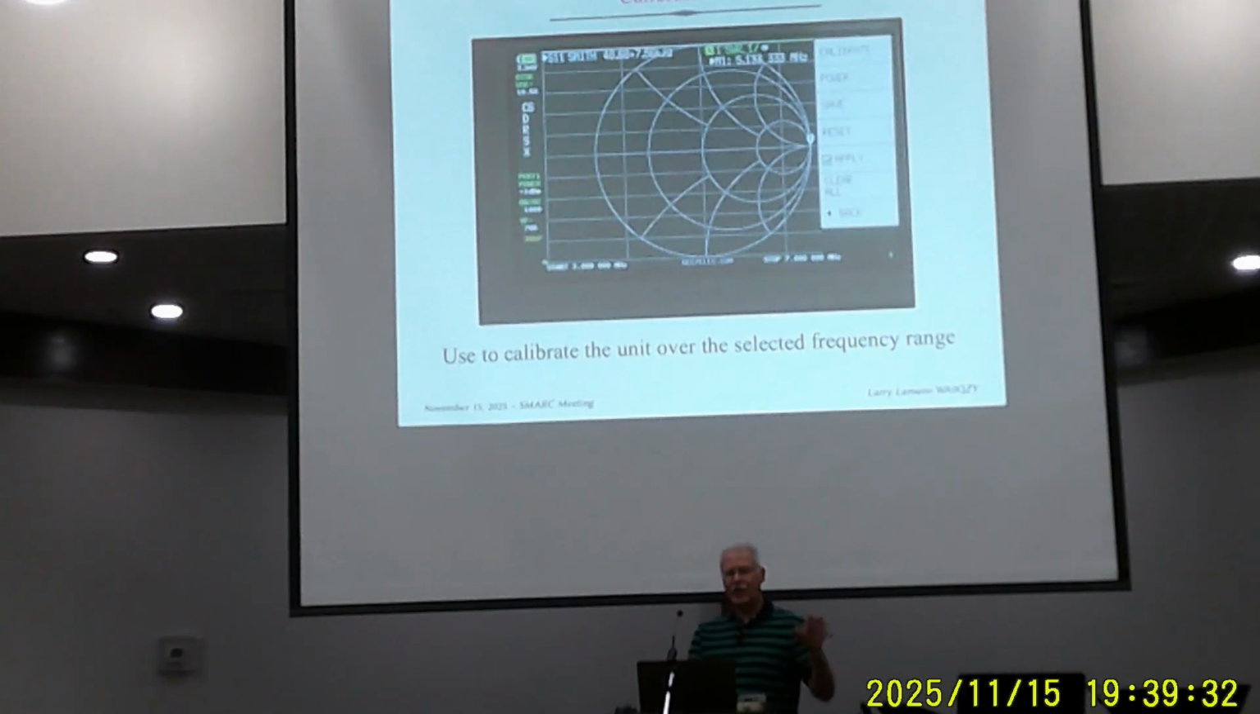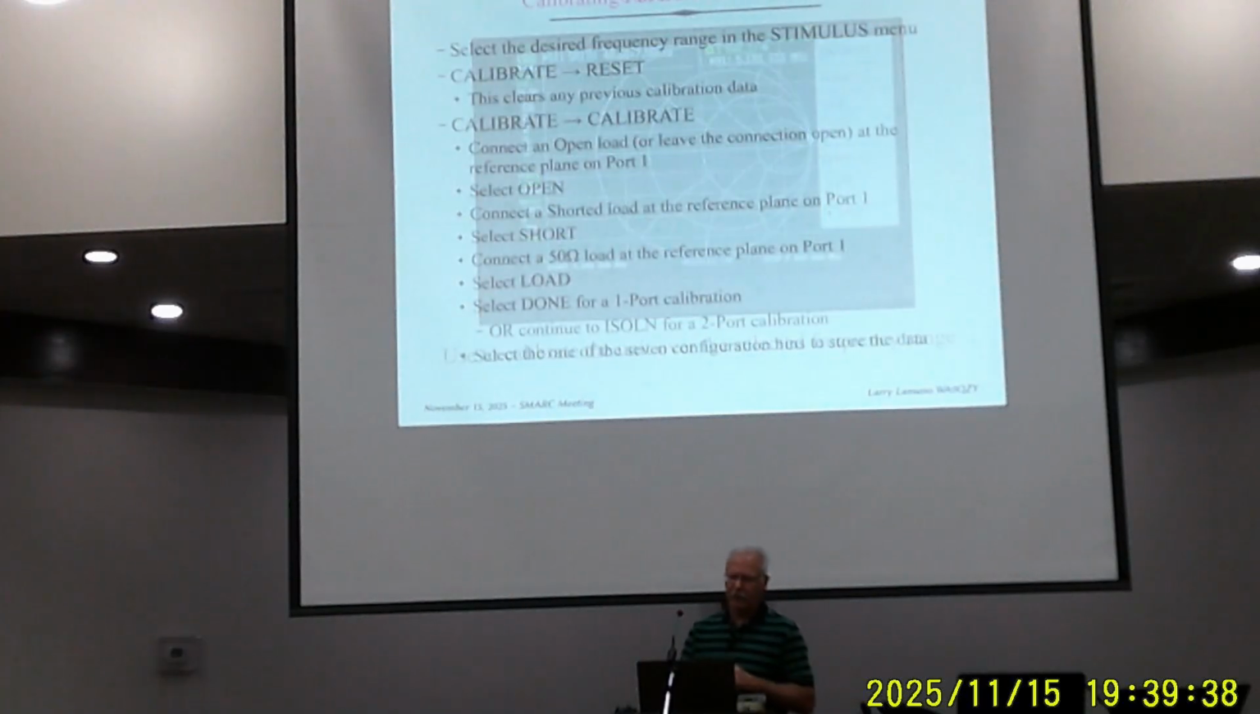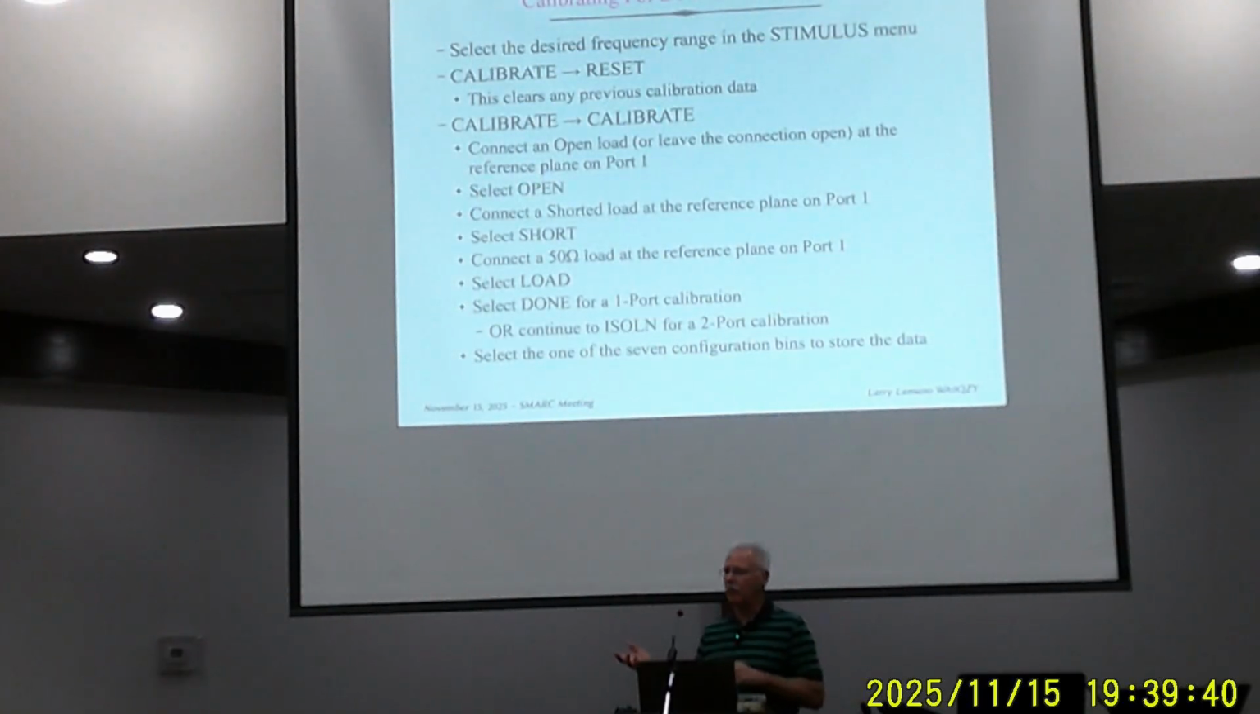So how do you actually calibrate this now? Okay, so when you come to this menu, we'll go through it. That's the procedure on the next thing. First, you want to set up that frequency range in the stimulus menu again, because you only want to use the frequencies that you really want to look at. So you set up that in the stimulus menu, then you go to this calibrate menu and hit reset. That'll clear out any previous calibration data. Then that top one that said calibrate, you click calibrate. We'll look at a picture of this.